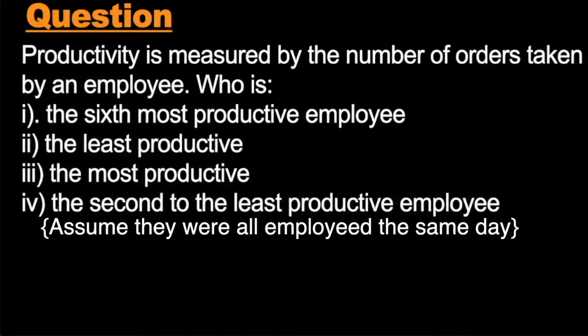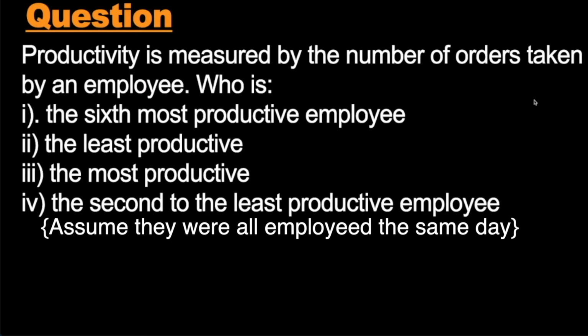Productivity is measured by the number of orders taken by an employee. Who is: 1. The 6th most productive employee. 2. The least productive employee. 3. The most productive. 4. The second to the least productive employee.